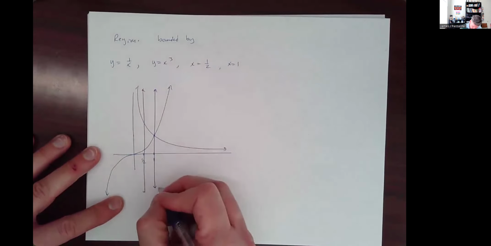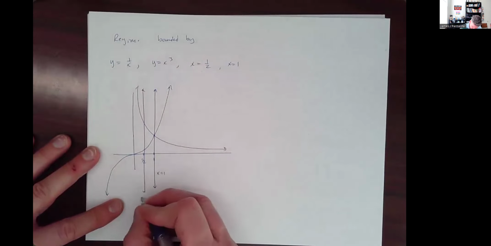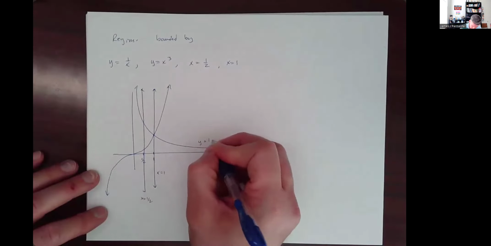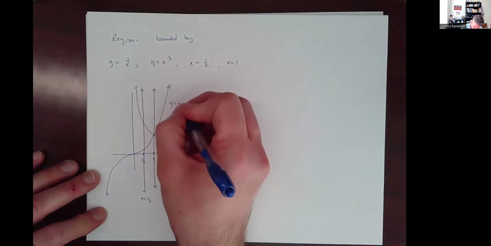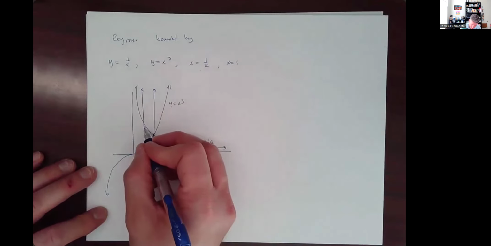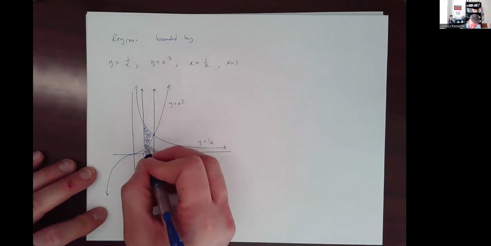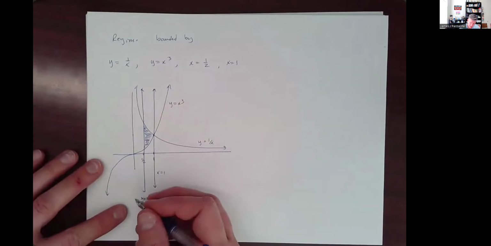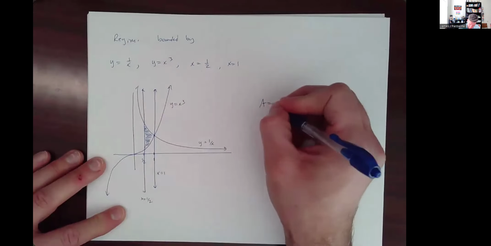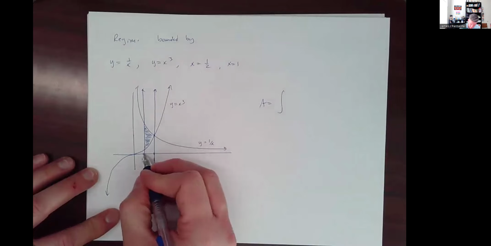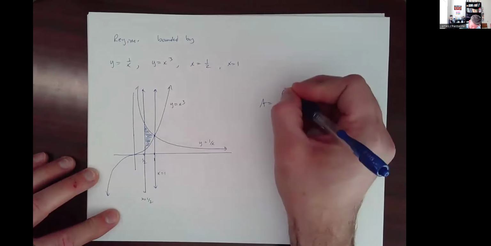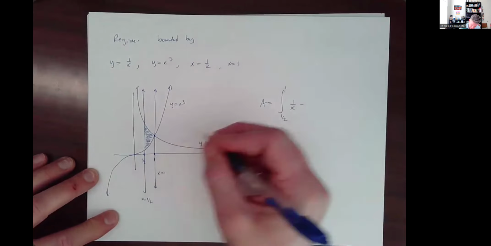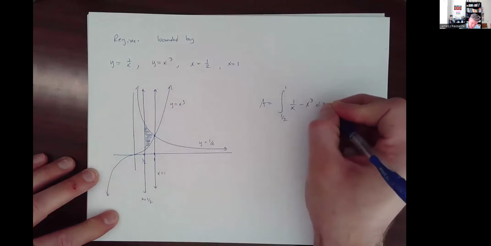So if we're looking for the region that has all 4 of these graphs as boundaries, well, it's this region here, which feels a little bit funky because it's weird that x equals 1 is technically a boundary, but it is. So here to find the area, you do the integral from x equals 1/2 to x equals 1, left to right, of the top function minus the bottom function. And then we would just do it.